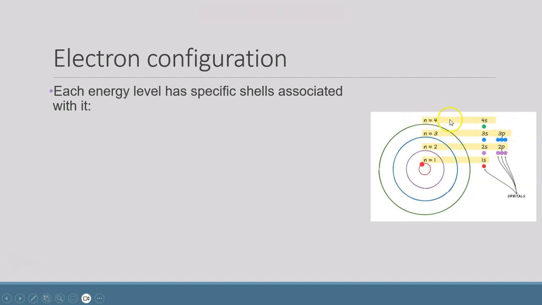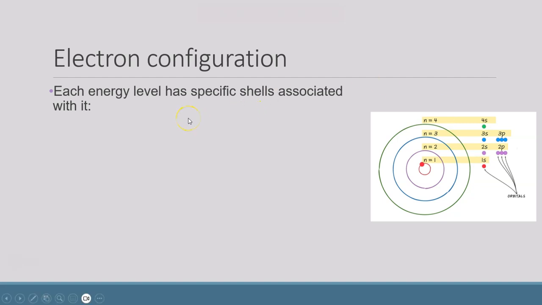And lastly, the fourth energy level, as we said, can hold a maximum of 18 electrons. It has an S shell, it has a P shell, and it has a D shell. But we're only ending at the S shell of the fourth energy level. So we're only going to consider the first 2 electrons that can be held by the fourth energy level. But the fourth energy level can hold up to 18.